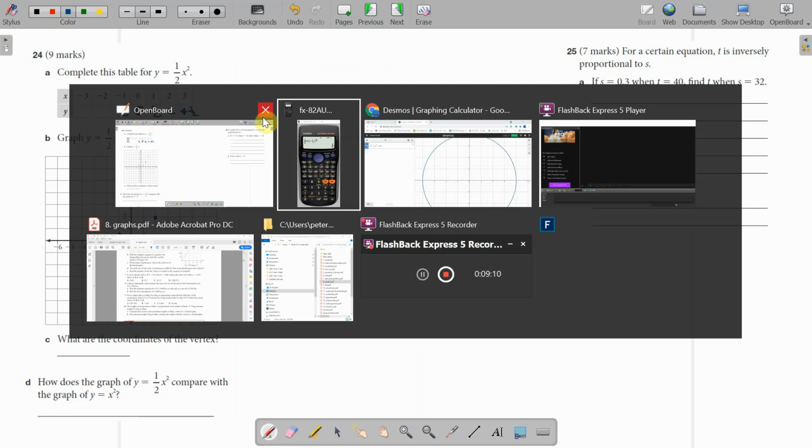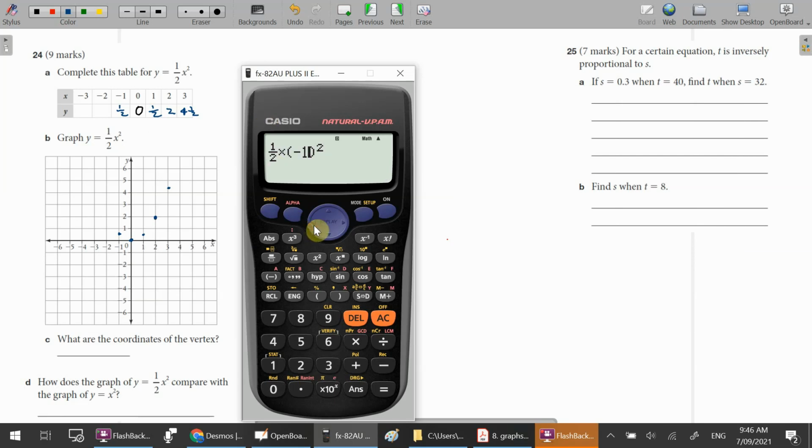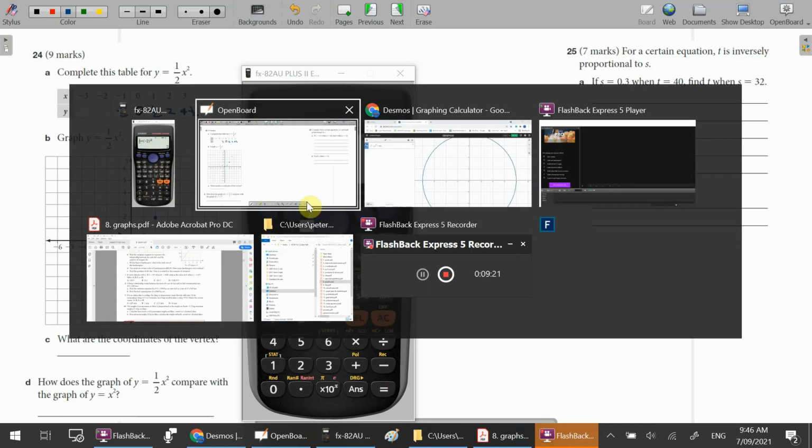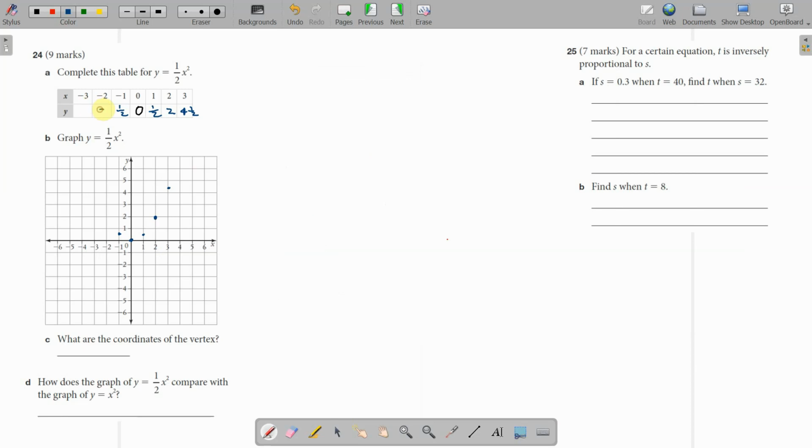-2 squared. Remember inside the bracket for negatives. X is -2, y is 2. Hopefully the pattern is even more clear now. -2 and 2. And that one will go by the fact that it's all symmetrical. That's going to be a 4.5. -3, 4.5. There you go. And just join the dots. Not my best work, but there you go.